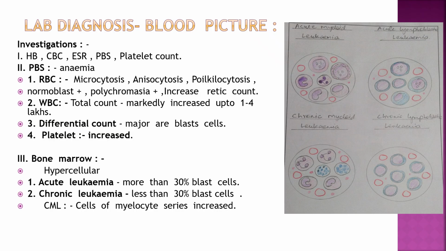In the differential count, the major cells are blast cells, more than 30%, either myeloblasts or lymphoblasts according to the acute myeloid or acute lymphoid series. Then platelets are increased, so it is a hypercellular response. Then we can do bone marrow for confirmation. The bone marrow is hypercellular, so many cells are there, and the fatty area is less. In acute leukemia, more than 30% myeloblast cells are there. In chronic leukemia, less than 30% blast cells are there. In chronic myeloid leukemia, cells of the myelocyte series are increased, and basophilia is also there.